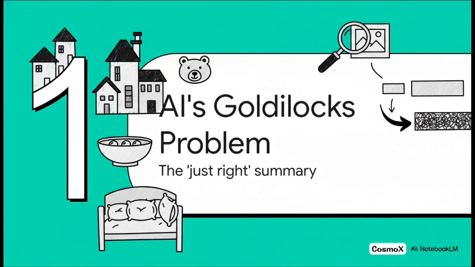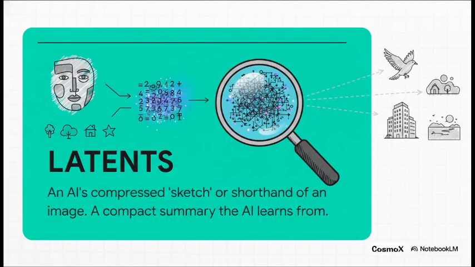And we can think of that challenge as the AI's Goldilocks problem. It's this constant search for a summary of an image that's not too simple, not too complex, but, you guessed it, just right. To get this, we have to talk about something called latents. Now, don't let the word scare you. Just think of a latent as the AI's internal sketch of an image. It's a compressed, numerical summary, like a kind of mental shorthand that holds all the essential info about the picture. This is the thing the AI actually learns from.